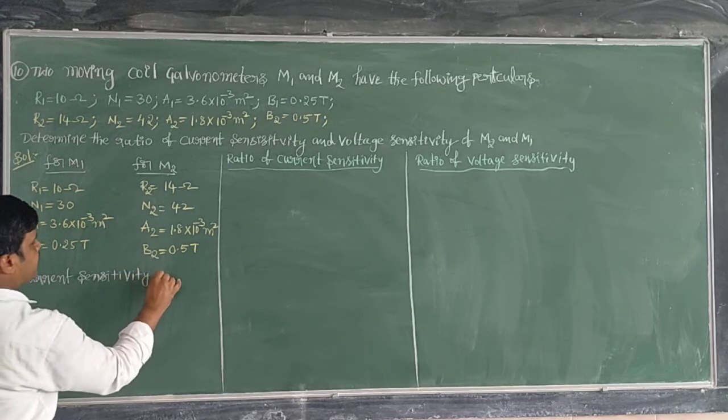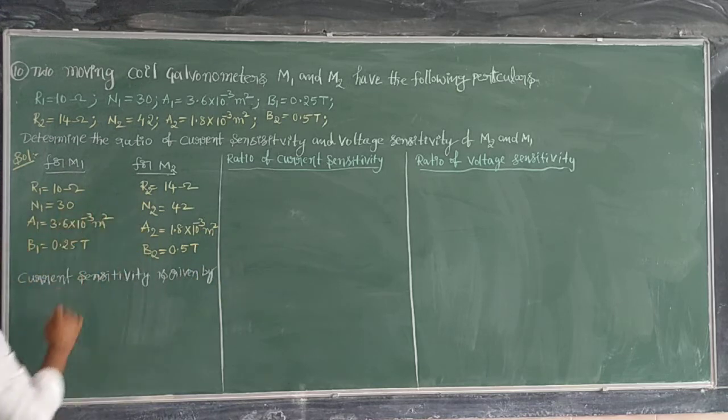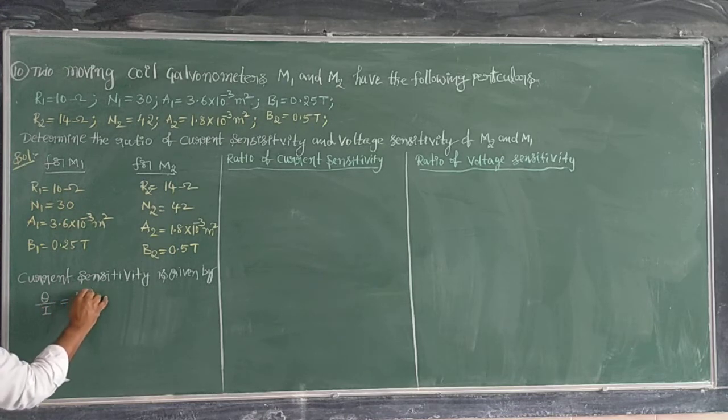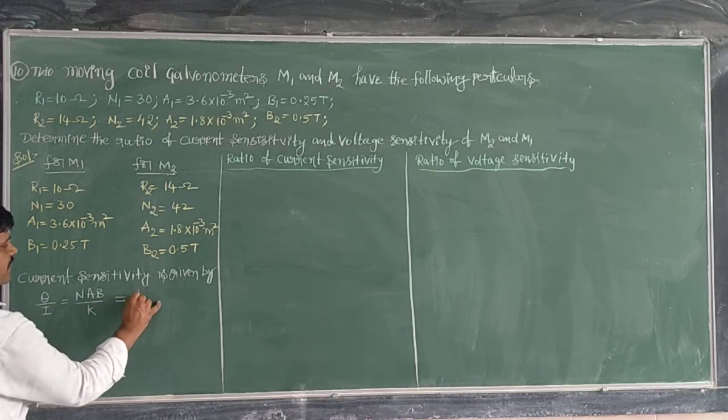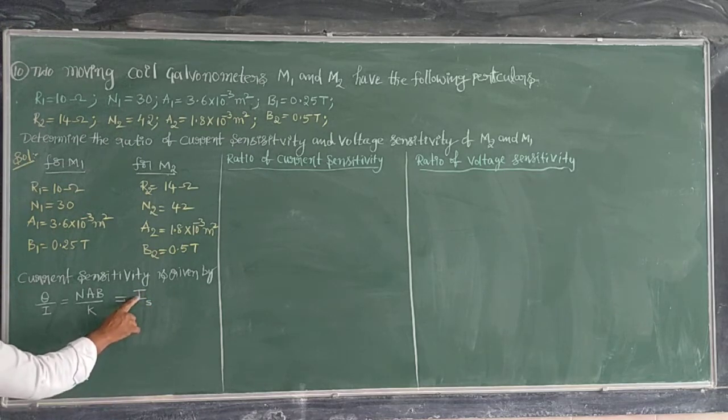Current sensitivity of the moving coil galvanometer is given by theta by I equal to NAB divided by K. NAB divided by K is nothing but the current sensitivity. Current sensitivity is denoted by IS, where I is current and S is sensitivity.